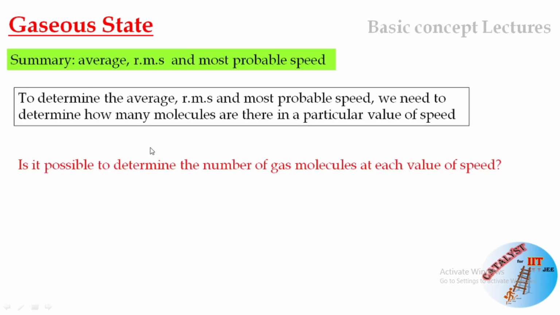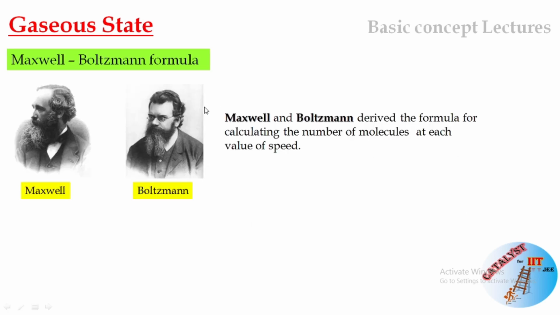Now, the information that was given for calculating the answer is nothing but the number of molecules at each different value of speed. To determine the average, RMS and most probable speed, we need to know how many molecules are there at a particular value of speed, because without this information it is not possible to calculate them. Now the question is, in reality, is it possible to determine the number of gas molecules at each value of speed? Yes, it is possible.